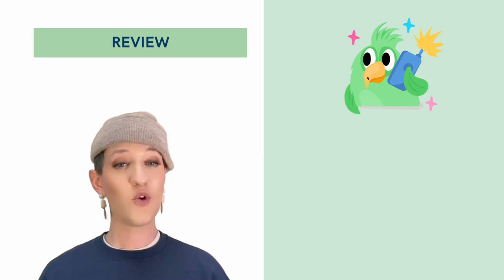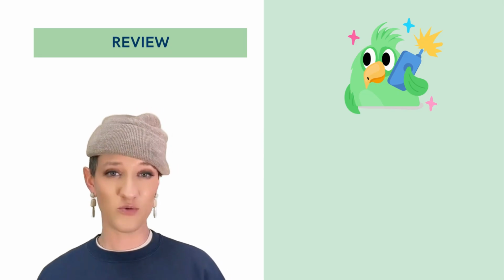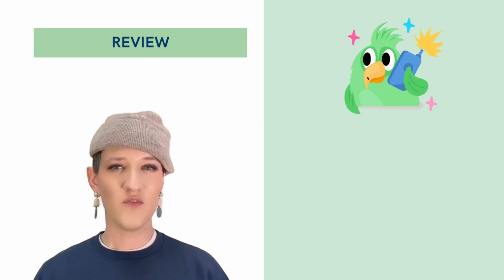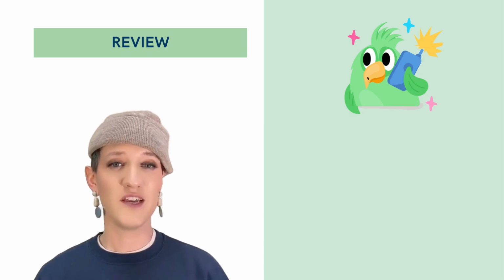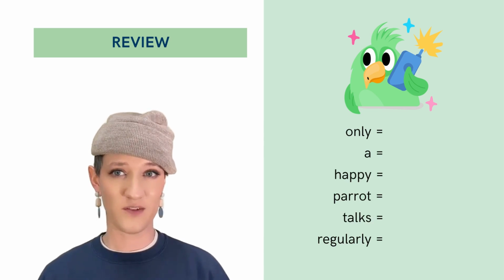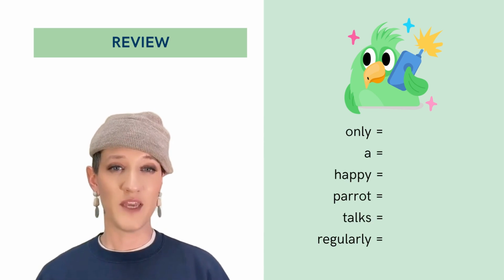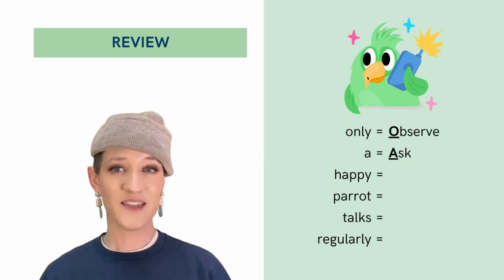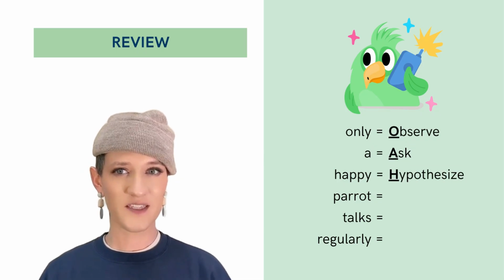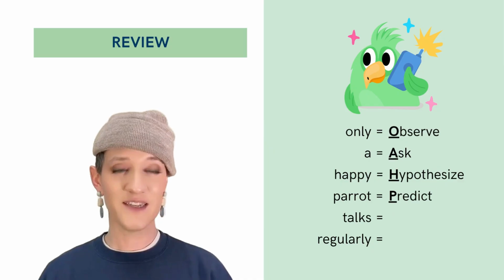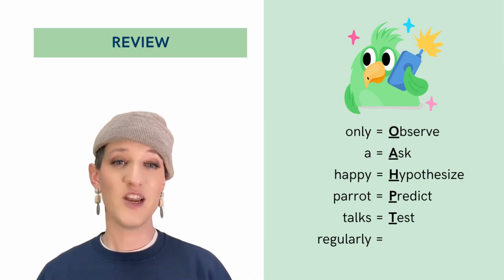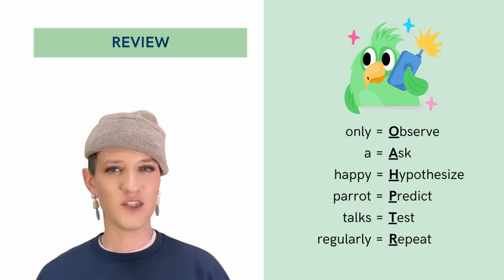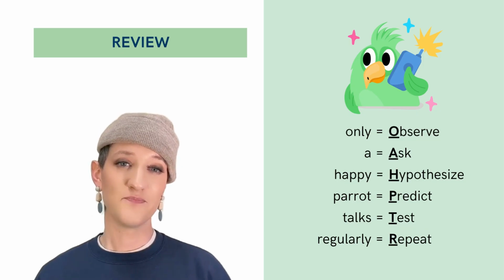In this section, we're going to talk about how research priorities are chosen and how you, yes you, can help us guide what gets studied. You've already learned about the scientific method using the phrase, "only a happy parrot talks regularly." Let's quickly review what that means. O is for observe, A is for ask, H is for hypothesize, P is for predict, T is for test, and R is for repeat. This framework helps guide how we explore questions and learn from the world around us.